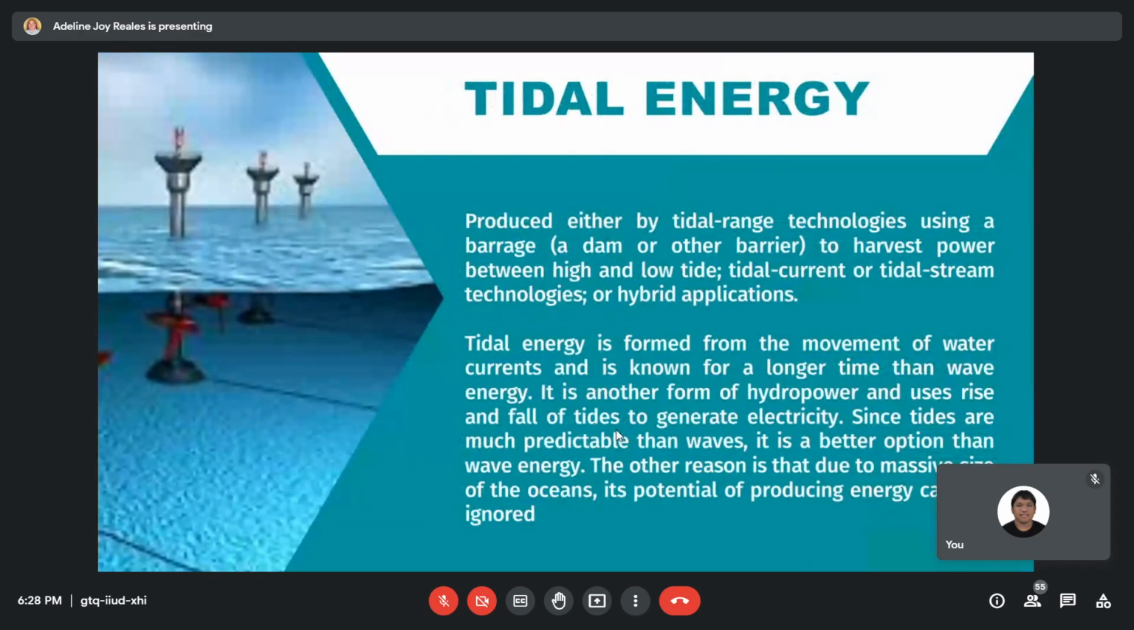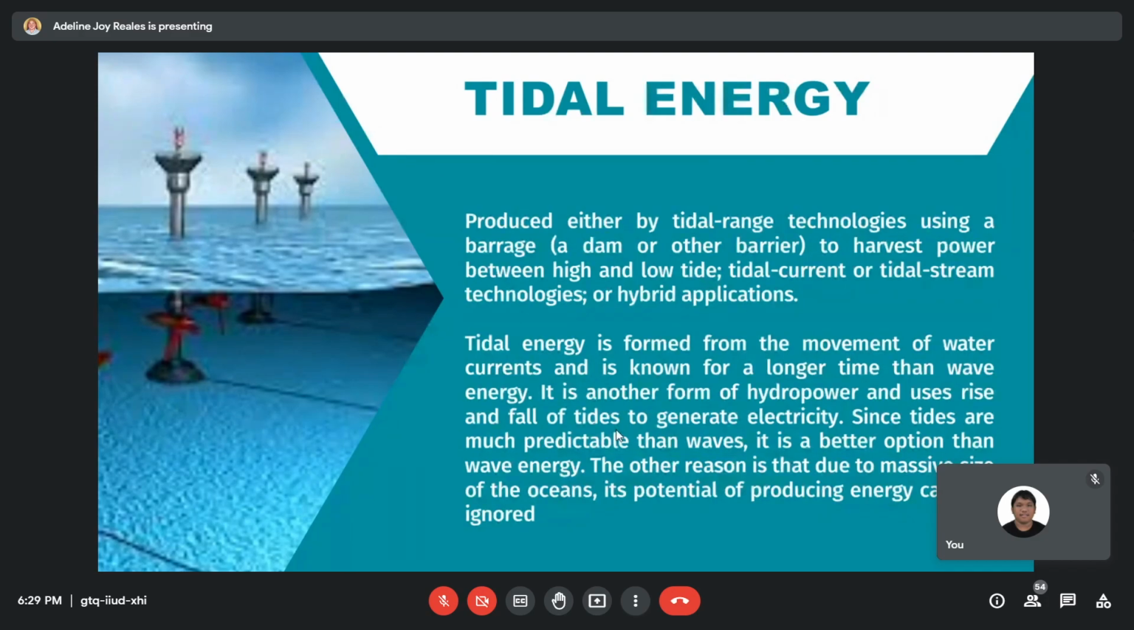Next is tidal energy, produced either by tidal range technologies using a barrage or a dam or other barrier to harvest power between high and low tide, tidal current or tidal stream technologies, or hybrid applications. Tidal energy is formed from the movement of water currents and is known for a longer time than wave energy. It is another form of hydropower and uses the rise and fall of tides to generate electricity.